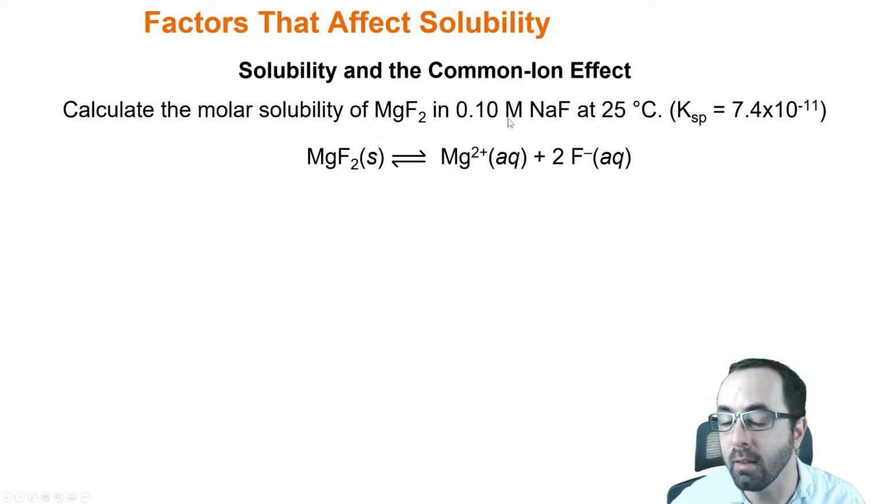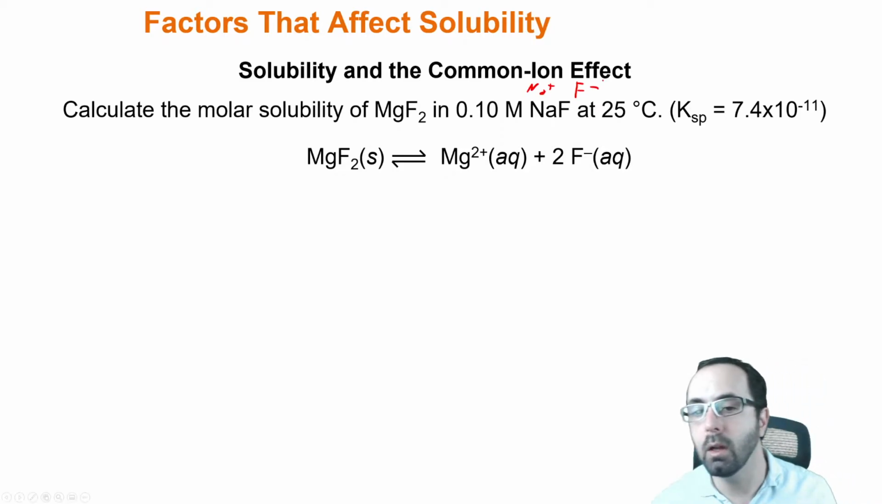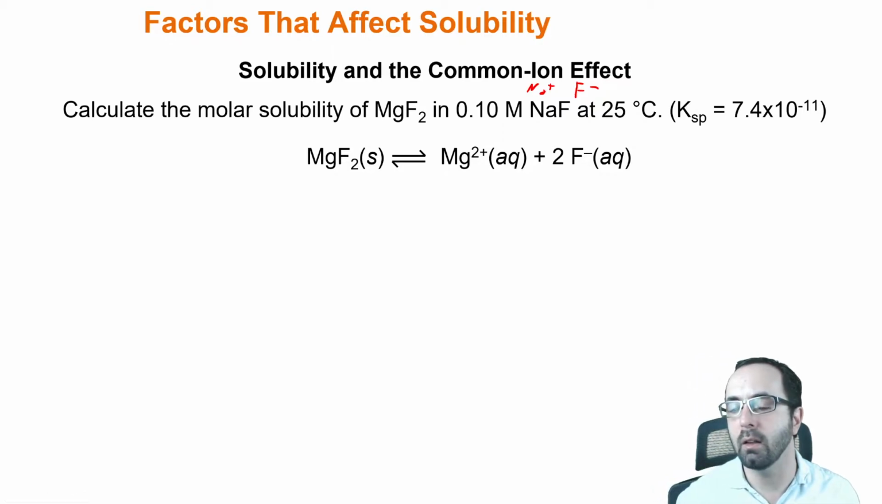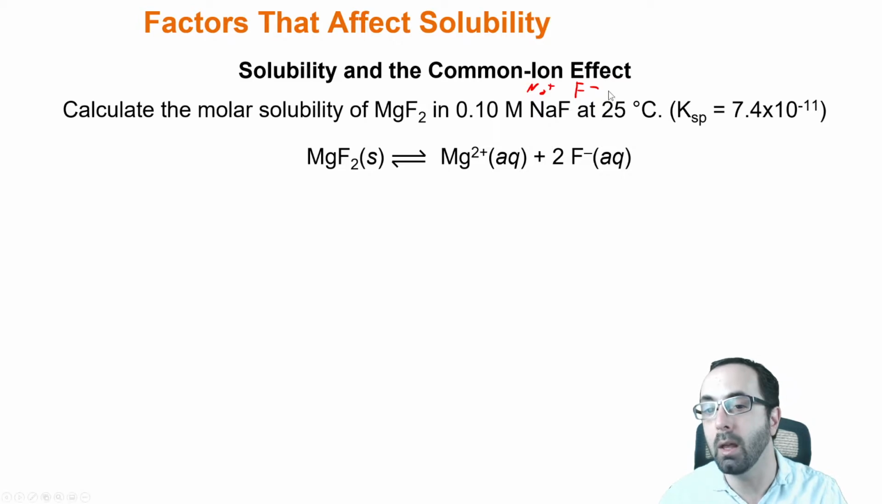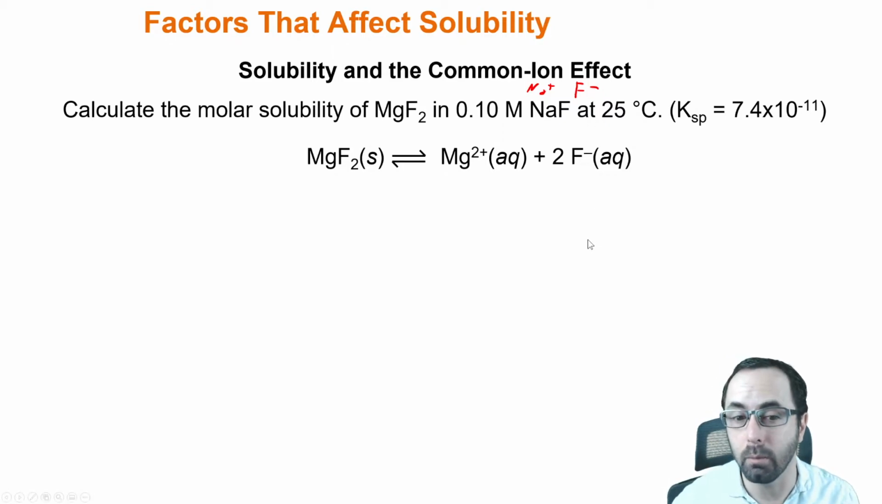The difference is that now we have 0.1 molar sodium fluoride. And note again, this is sodium ions and this is fluoride ions. The sodium ions, though, are spectators. They're not doing anything. So we have 0.1 molar of sodium ions, but we also have 0.1 molar of fluoride ions. And so we're going to have an initial concentration of fluoride ions here that is not 0.